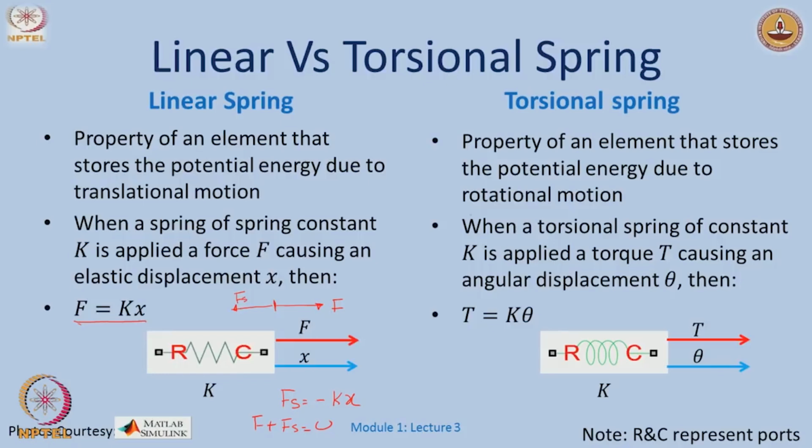Okay, a similar thing happens in the rotational domain also, right? The torsional spring is a property of an element that stores potential energy in rotational motion. Similarly, when I have a torque that causes an angular displacement theta, then the torque and theta are related linearly as T equal to k times theta.